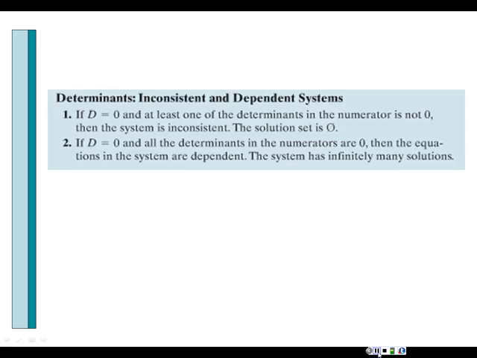But D must be 0. In the second case, everything will be 0. All the determinants will be 0. So in the first case, we are saying there is no solution. In the second case, there are infinitely many solutions. There are solutions, but they are infinite. An infinite number of x exist, an infinite number of y exist, and an infinite number of z exist, for which all equations of this system of linear equations can be satisfied.